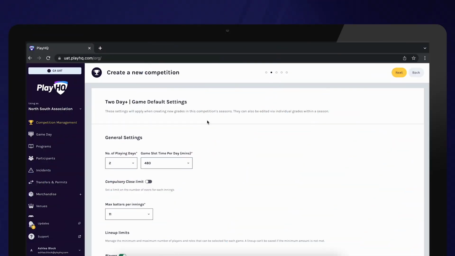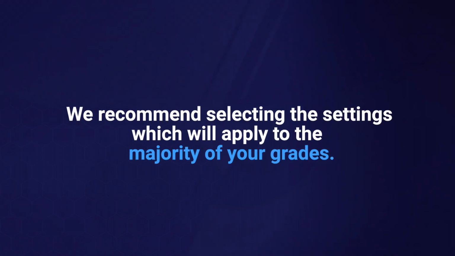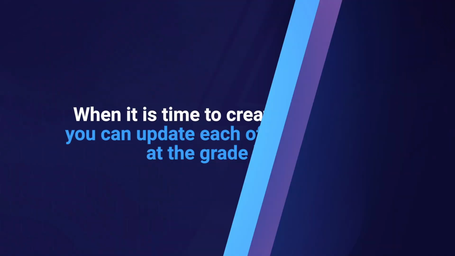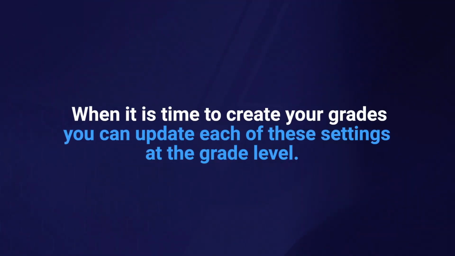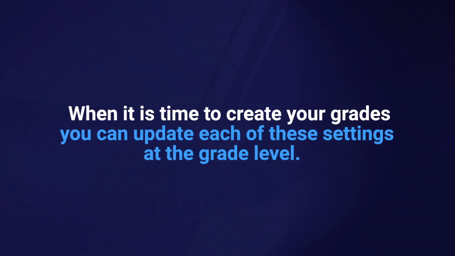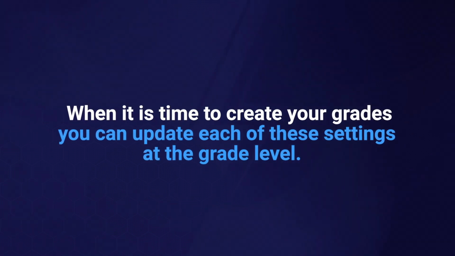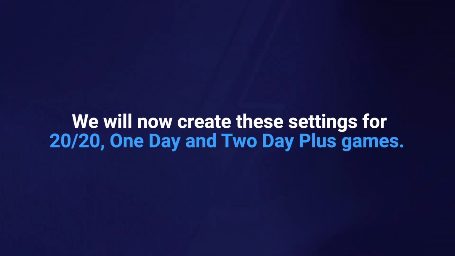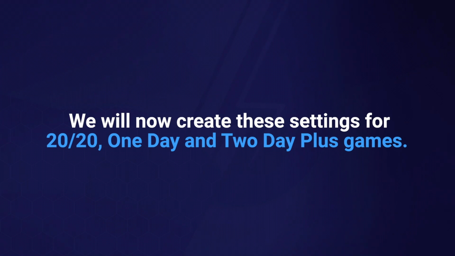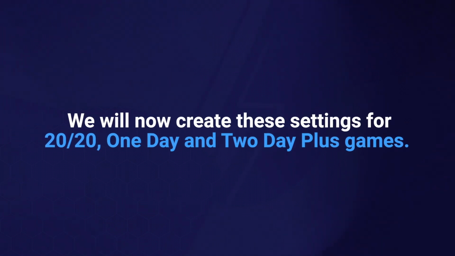Next, you enter your game and grade default settings. These settings will apply to all grades you create within your competition. We recommend selecting the settings which will apply to the majority of your grades. When it is time to create your grades, you can update each of these settings at the grade level. For example, an A grade competition may have very different rules compared to your other grades. We will now create these settings for each of your game types: 2020, 1 day, and 2 day plus games.